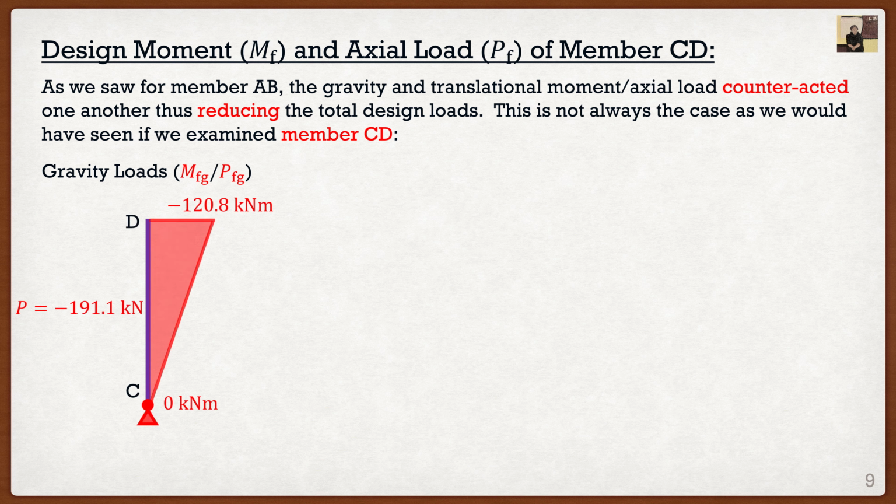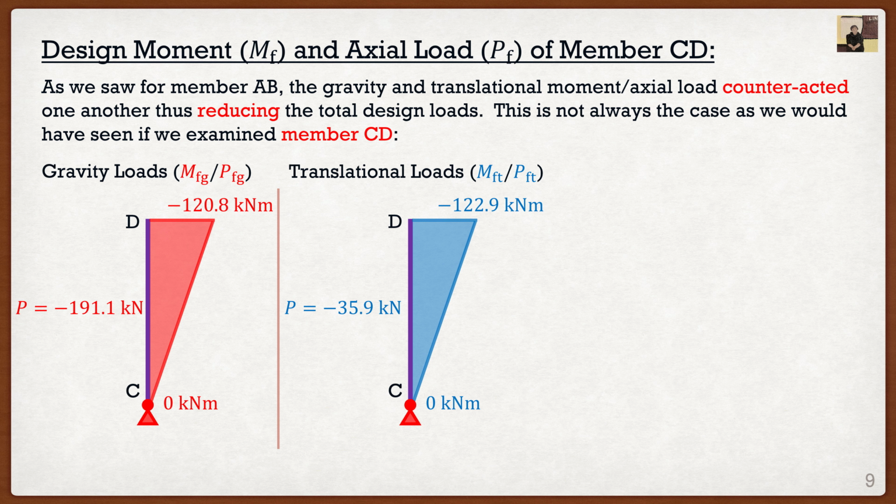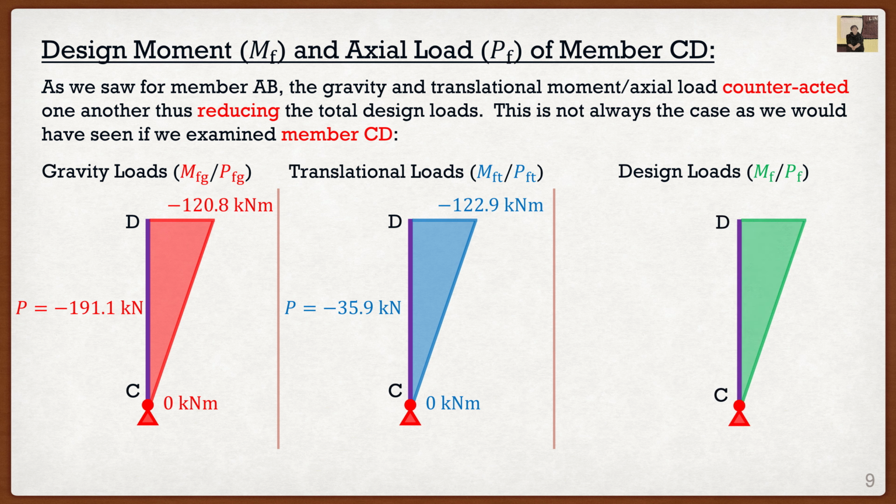Under gravity loads, just like before, we have column CD in compression, and we have a negative moment at the top. However, when we look at the translational loads, we also have a negative moment at the top, and the column is also in compression. Remember that for member AB, both the axial load and the moment were positive. But for member CD here, they're both negative. So what happens when we look at the design loads for this particular scenario? Well, everything gets amplified even more.